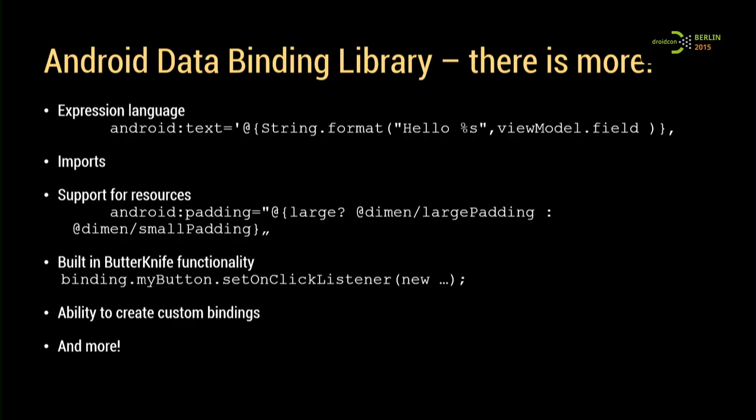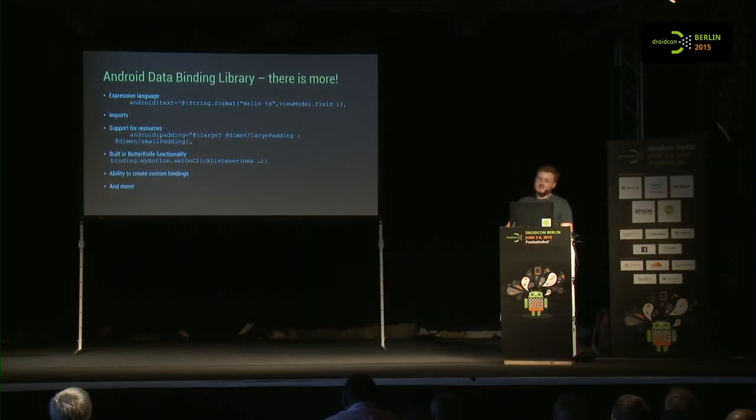And what is really great about this Android data binding library is that Google made a tremendous job to add some cool expression language to this binding. So we can, for example, execute string format in XML with parameters from our view model. We can import some static methods from other classes and use them in our binding. We can use resources in our bindings.